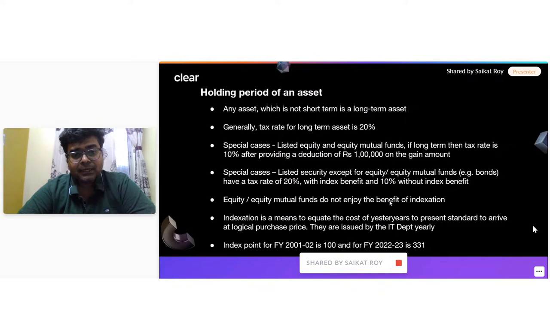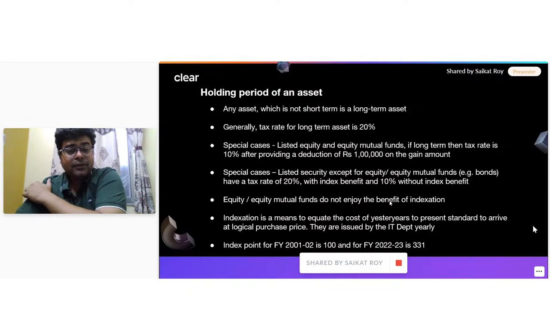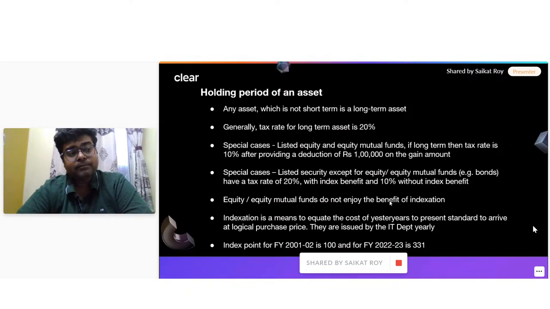Now, any other asset enjoys a rate of tax of 20% with indexation. However, listed securities which are not equity or equity-oriented mutual fund still enjoy a special provision. That is, they enjoy a rate of tax of 20% with indexation benefit, or 10% without indexation benefit. Whichever is beneficial for the assessee, the holder of the asset, can choose that particular scheme of taxation.